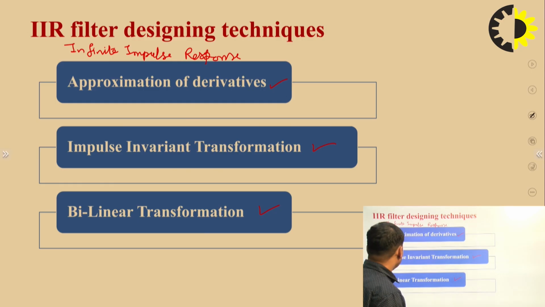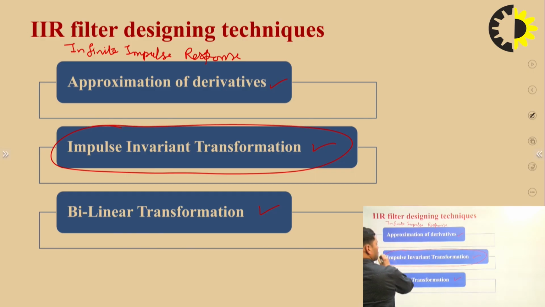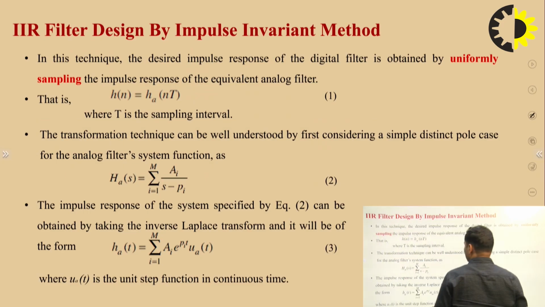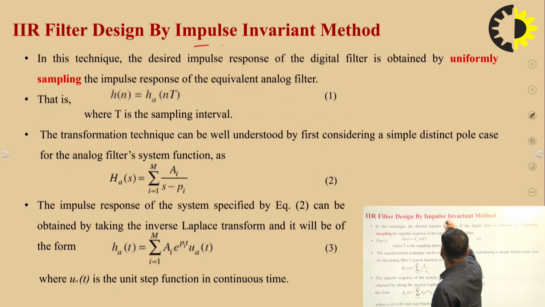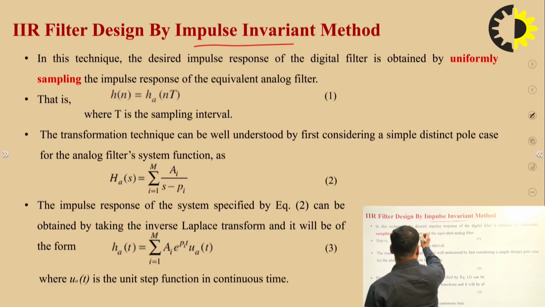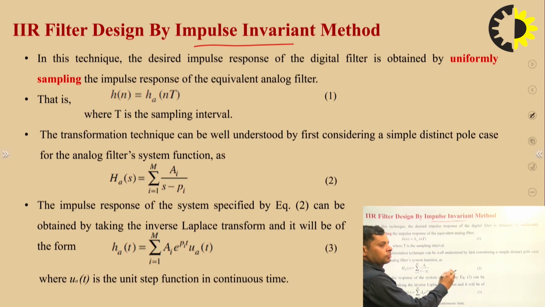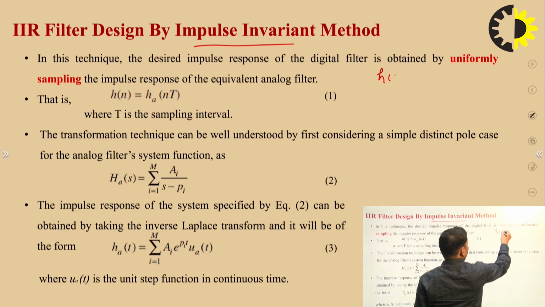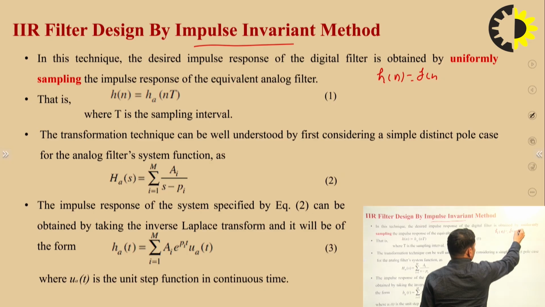Here we are discussing the impulse invariant transformation method, and how with the help of this impulse invariant transformation we can design the IIR filter. In this technique the desired impulse response, that is h of n, which is nothing but the ratio of the output to the input.